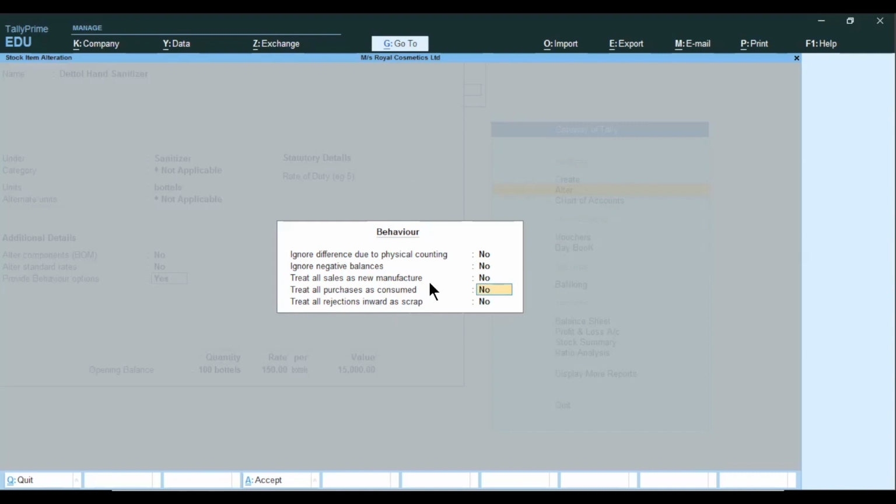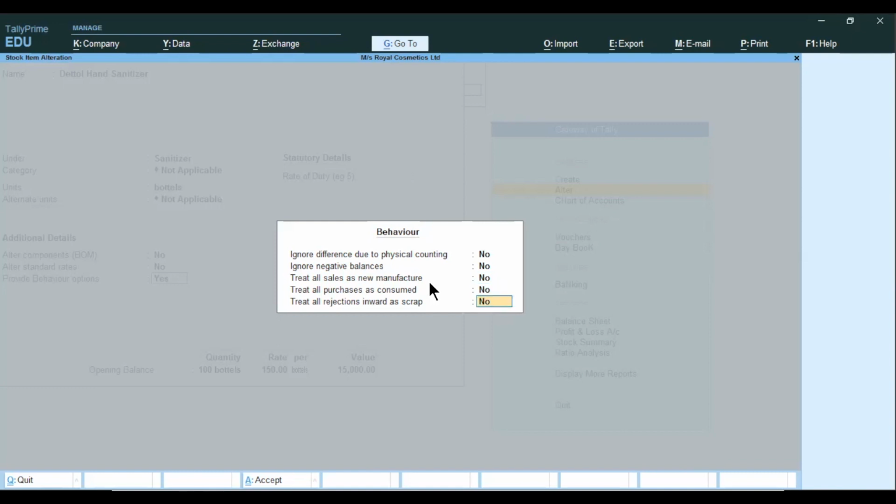Then treat all purchases as consumed. Just like the stock of nails, screws, nut bolts, we generally use this feature for such types of stock. It means all the goods that we have purchased, like nails and all these things, we generally consider as consumed only. We do not show them in the ERP system. So this type of behavior can be used for stock adjustment.